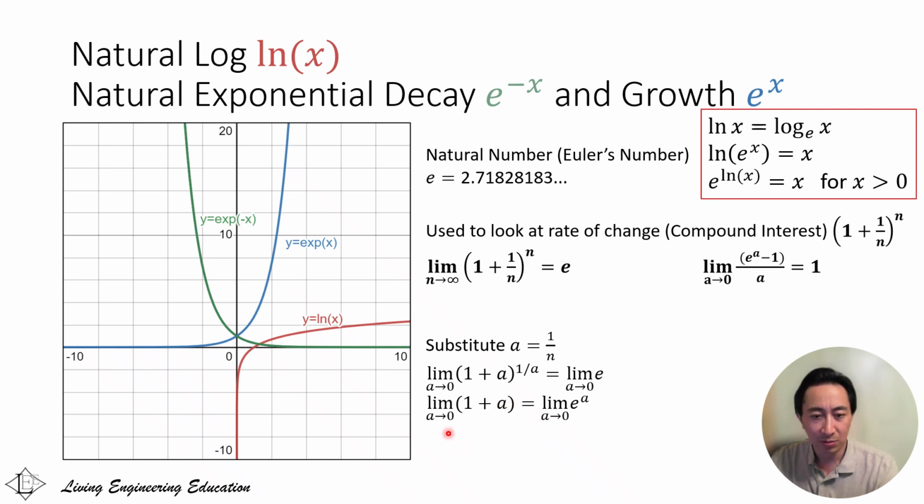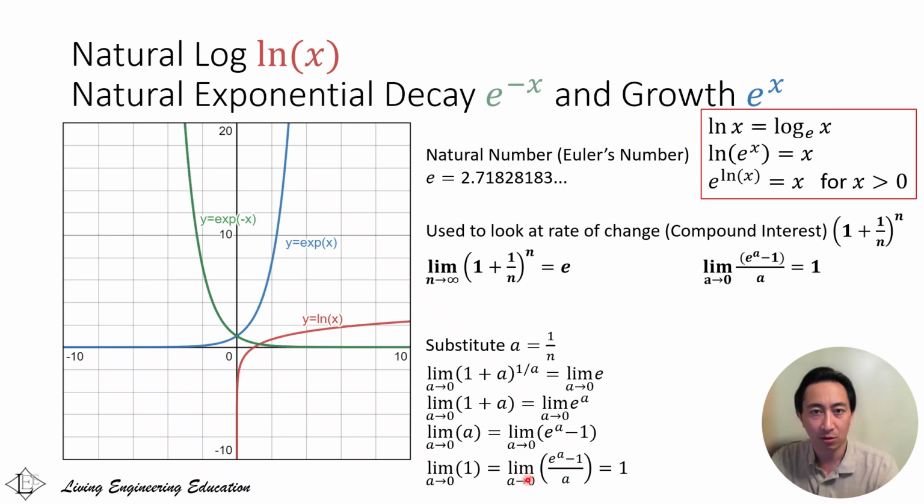So I can say limit of a approaching 0 of 1 plus a, and I'll take everything to the power of 1 over a, so I get limit of a approaching 0 of e to the power of a equal to limit of a approaching 0 of e to the a minus 1. So subtract 1 from both sides, and then I can divide by a on both sides. I'll get 1 here, and I'll get e to the a minus 1 over a.